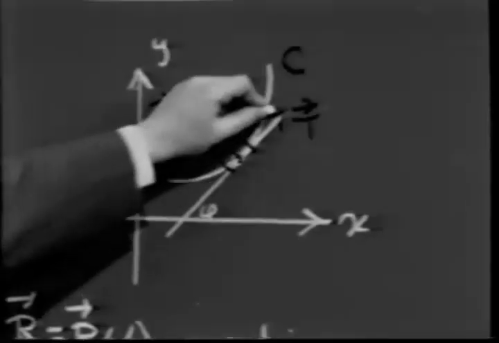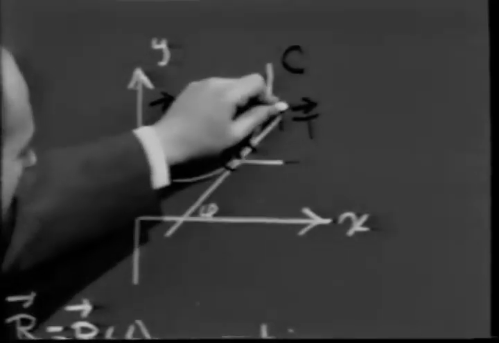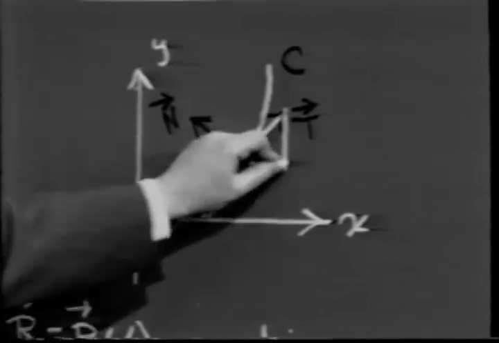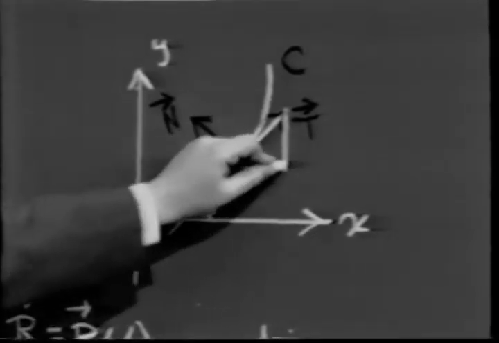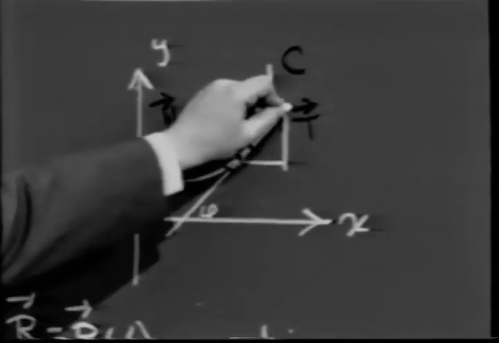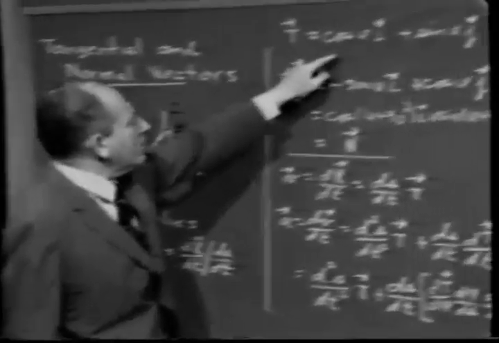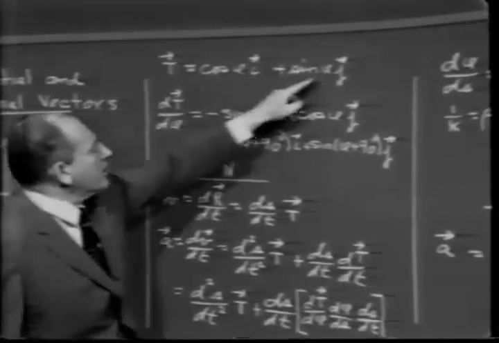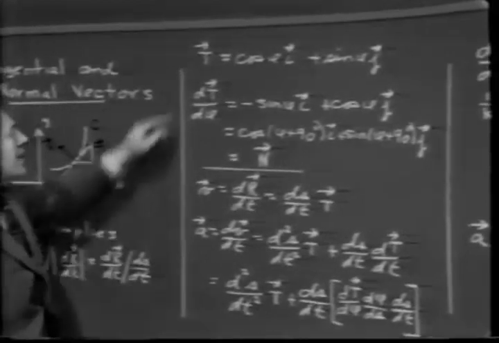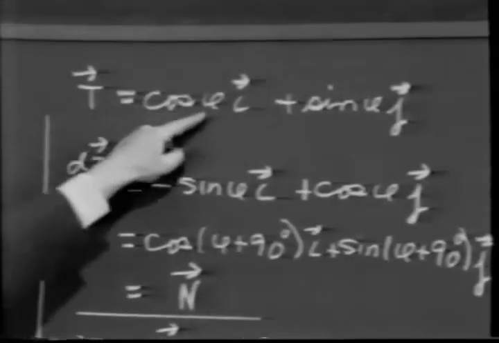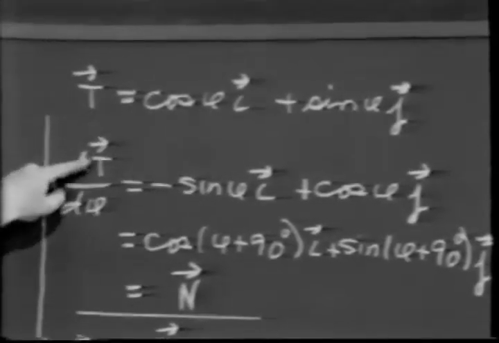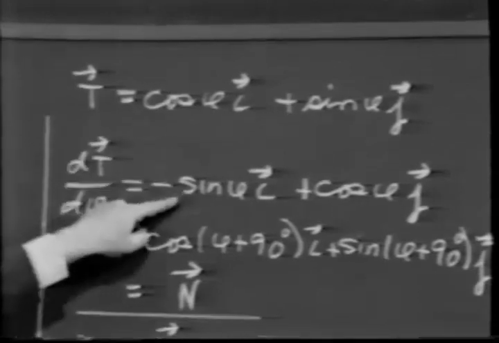Notice that in terms of this diagram, since the unit tangent vector has magnitude 1, the i component of it will be cosine phi, and the j component will be sine phi. In other words, T is equal to cosine phi i plus sine phi j. Let's just differentiate. You see, T is a function of phi here. Let's take the derivative of T with respect to phi, and we get right away.